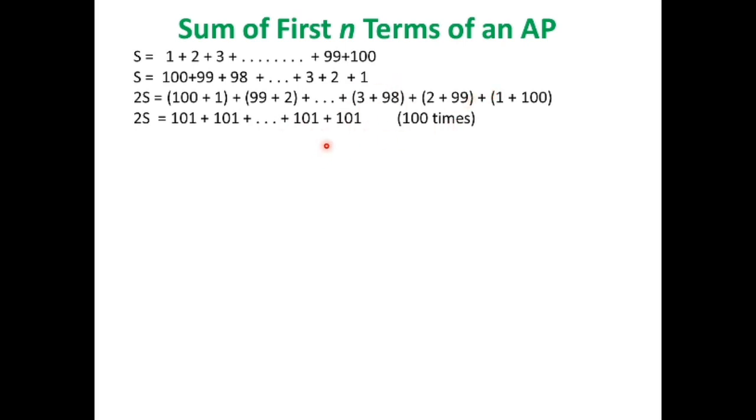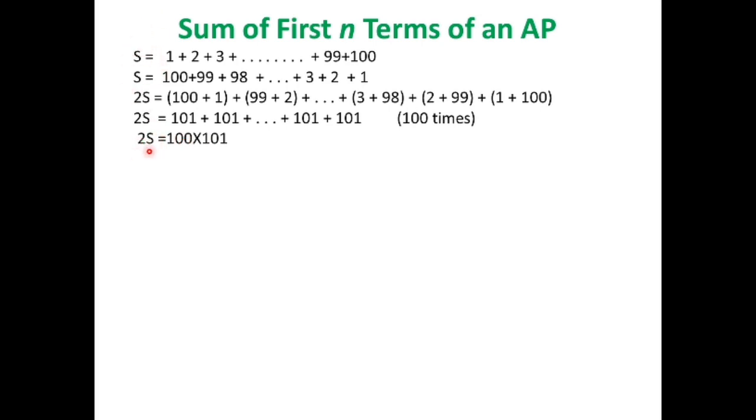Is it clear? We know that 101 plus 101 we can write as 2 into 101. If it is 3 times, we can write it as 3 into 101. But here how many times are there? 100 times are there. So we can write this as 101 into 100. That's why we can write it as 100 into 101. Means 2S.